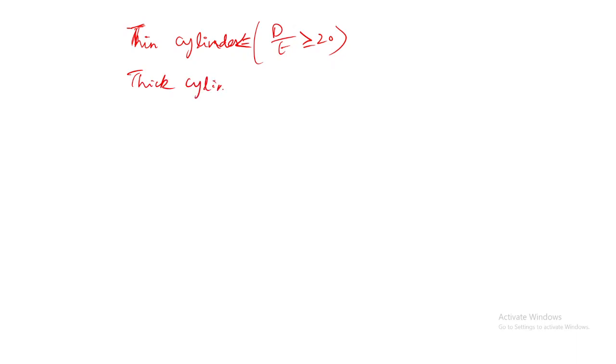Okay. So here we will first see what is a thin cylinder and what is a thin sphere. There are two types of cylinders, thick cylinder and thin cylinder. Where the D by t ratio is greater than or equal to 20, we will say this is a thin cylinder, and where the ratio is less than this, we will say that is a thick cylinder.